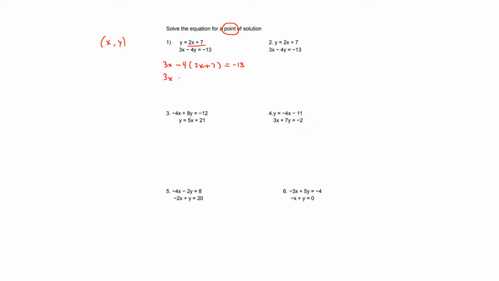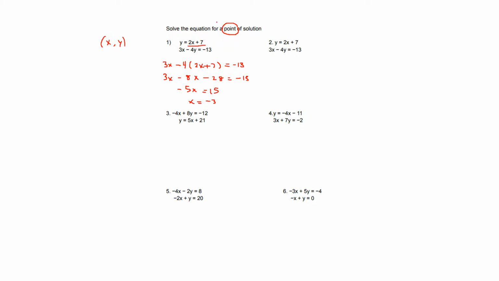So we have to solve this out now. So it becomes 3x minus 8x minus 28 equals negative 13. This becomes negative 5x equals 28 minus 13, which I believe is 15. And then we divide both sides by negative 5. So you get x equals negative 3.